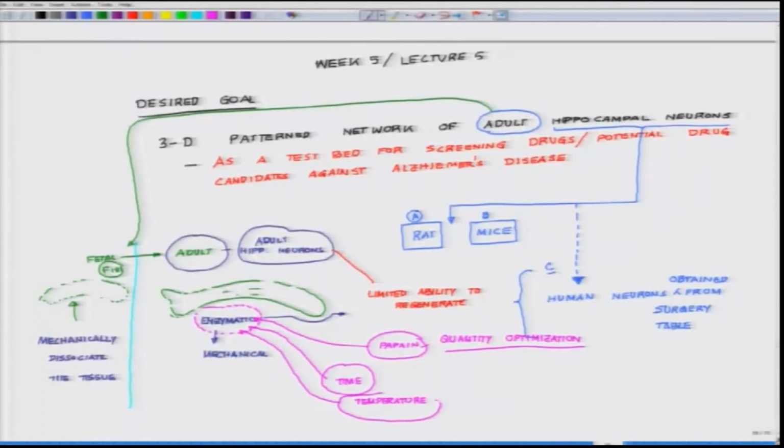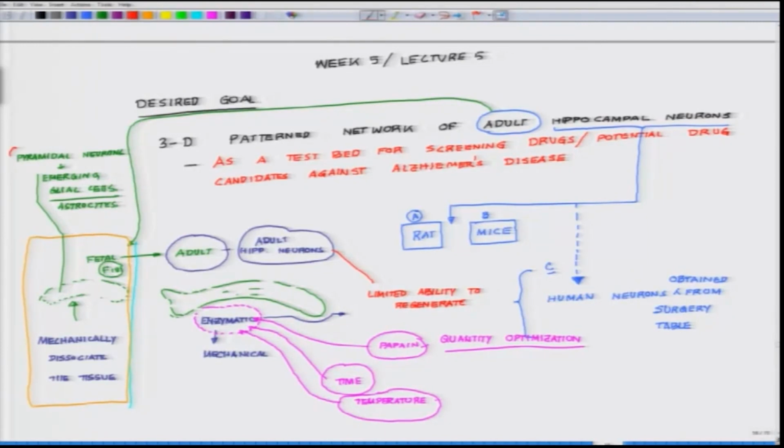So, once you optimize these parameters, then you have to realize that while you are mechanically dissociating a fetal tissue, in that situation most of the prominent cells which were present there were pyramidal neurons and emerging glial cells, which are mostly astrocytes.